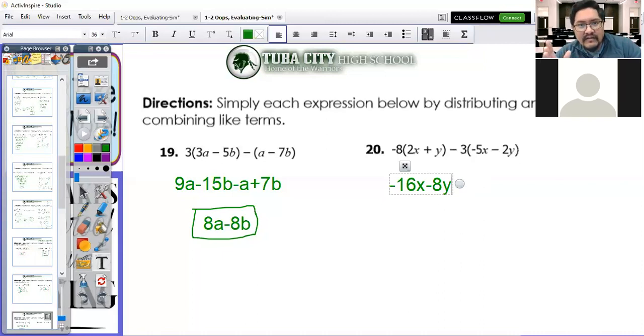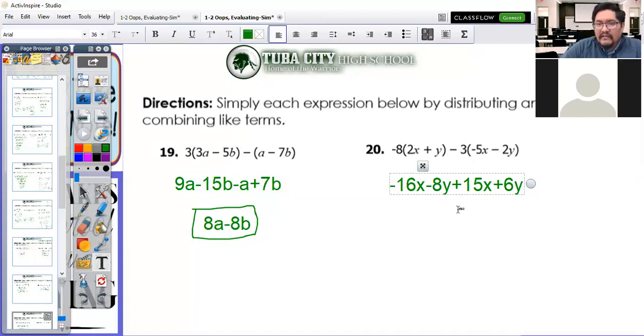Same is true with this one here. I have negative 3. So that means I'm going to have to multiply everything by negative 3. So negative 3 times negative 5, positive 15. Okay, and don't forget the x. Negative 3 times negative 2. Negative times negative is positive.